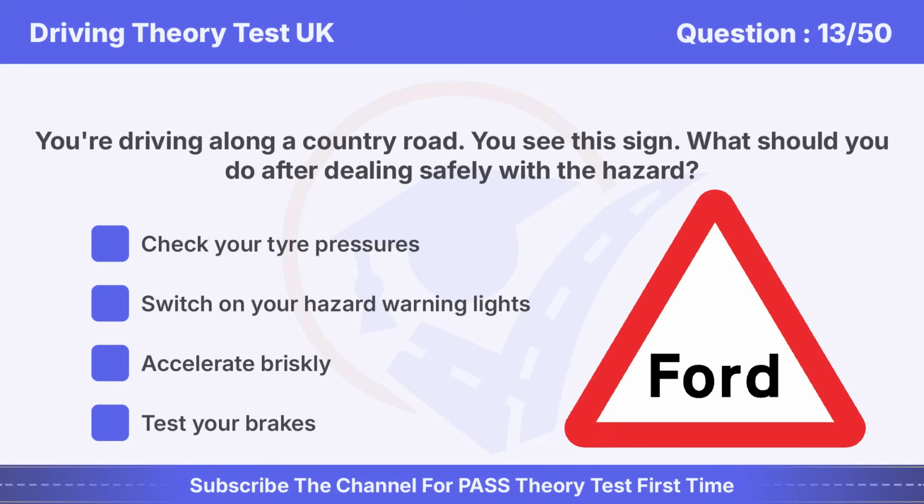Question 13. You're driving along a country road. You see this sign. What should you do after dealing safely with the hazard? Option A. Check your tire pressures. B. Switch on your hazard warning lights. C. Accelerate briskly. D. Test your brakes.